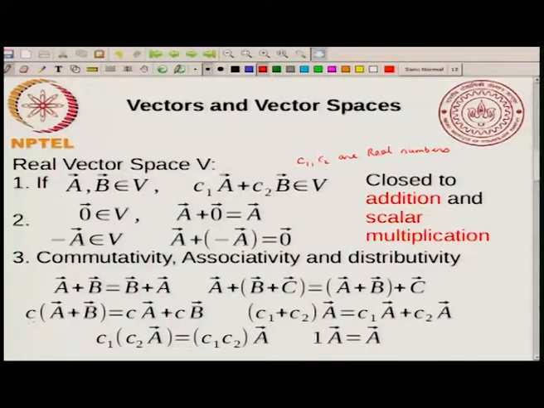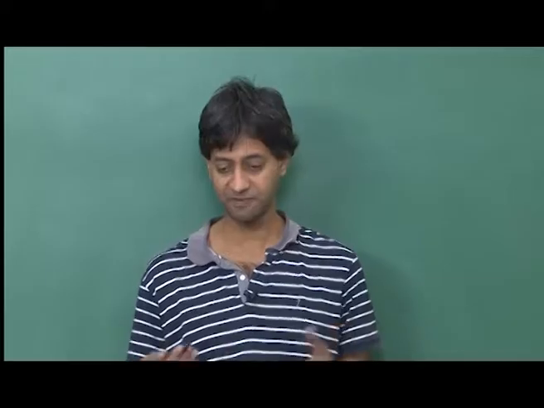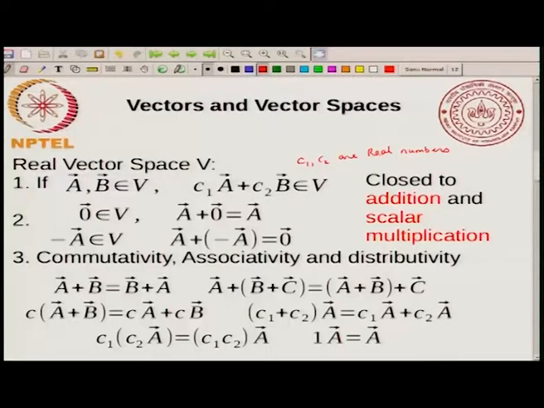Similarly, scalar multiplication is also distributive. So suppose I take c into a plus b, I can write it as ca plus cb. Alternatively, if I take c1 plus c2 and multiply it by a, I can write it as c1a plus c2a. Similarly, if I take c1 into c2a, I can write that as c1 c2 into a. Again these are very obvious relations, but these are in fact the formal conditions for a vector space. Similarly, there is a scalar 1, if you just multiply 1 by a, you get a.